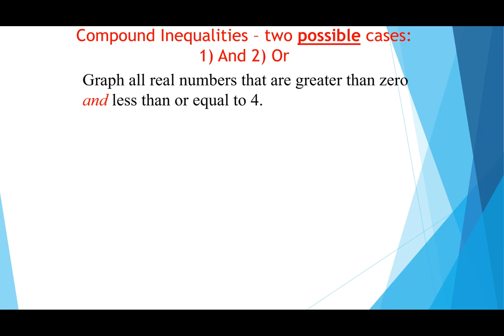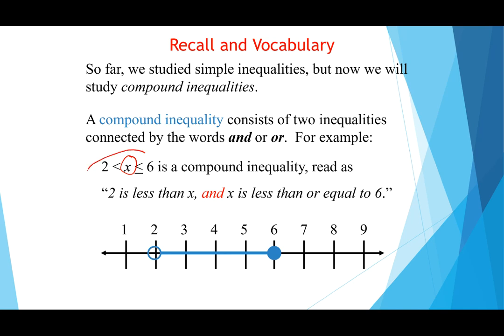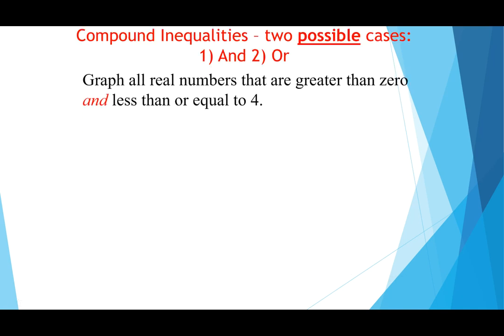So let's try to do this one. Graph all real numbers that are greater than 0 and less than or equal to 4. So let's write it similar to how this was written over here. Because if we read the words, we'll notice it's an and inequality. Real numbers that are greater than 0 and less than or equal to 4.